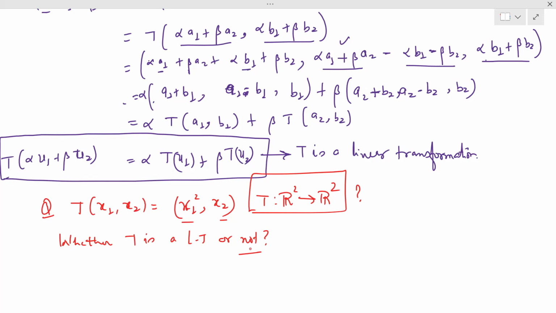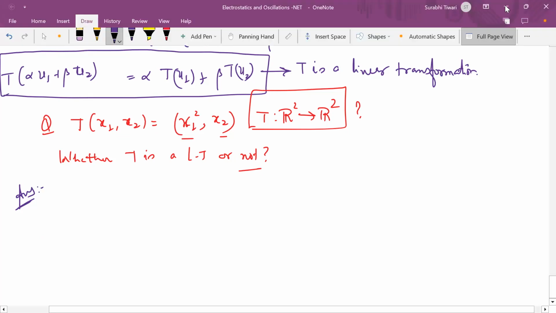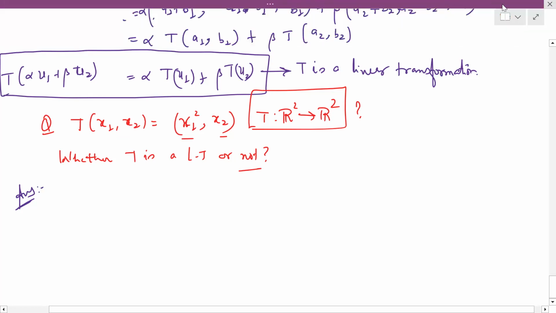Okay. So I hope you all are watching this. If anybody is watching, please let me know if this is a linear transformation or not. Am I audible or not audible?